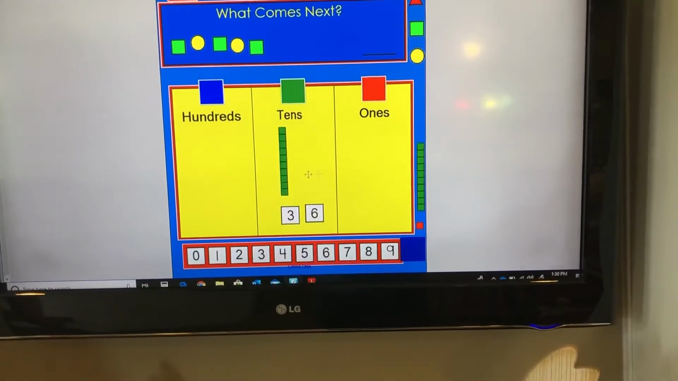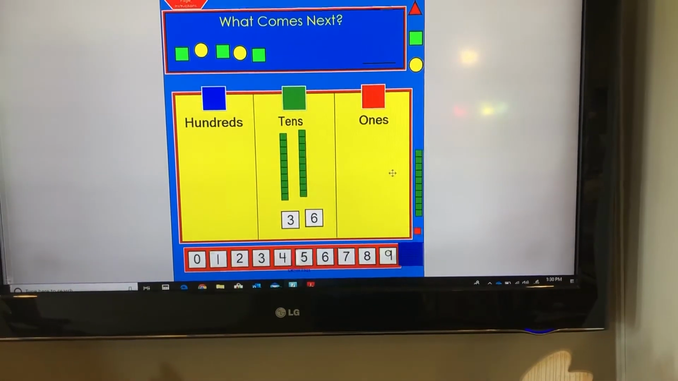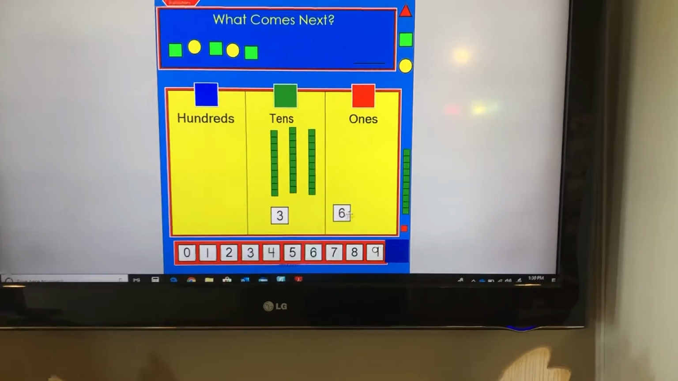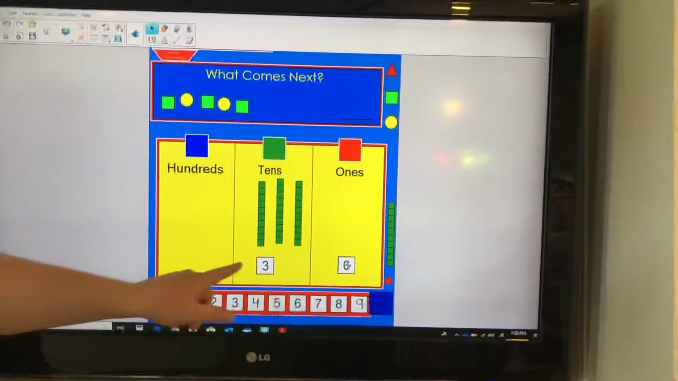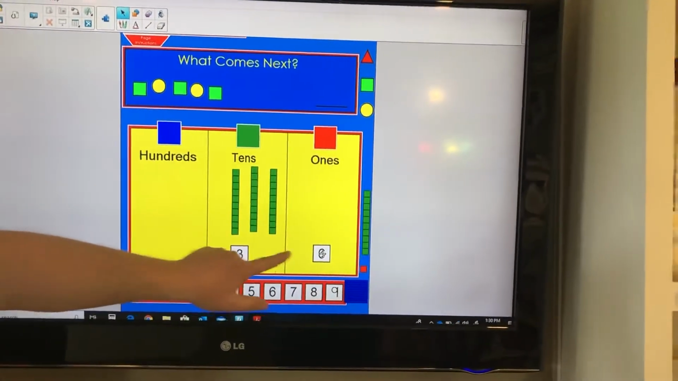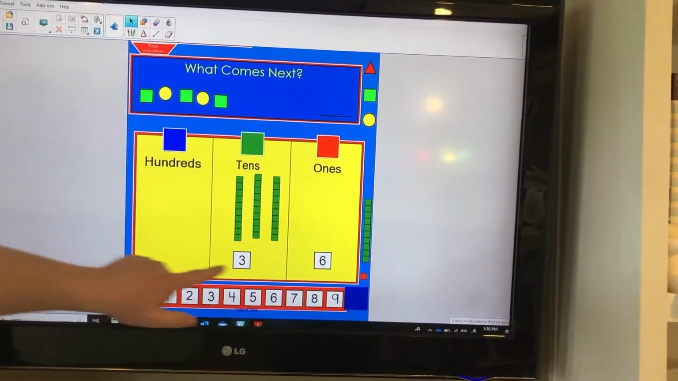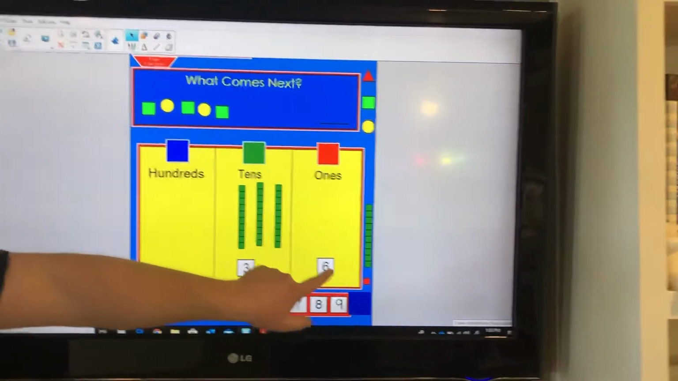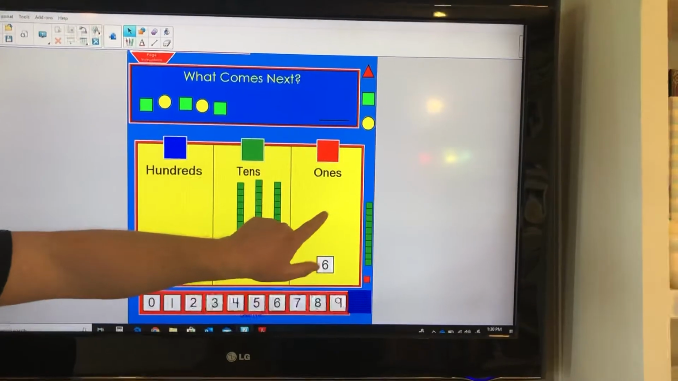1, 2, 3. So I'll move this over for a little more clarity. So we've got 3 groups of 10, and then our ones, Elise, how many ones do we have? 6. 6. So how many of these red squares do I need to move in here?